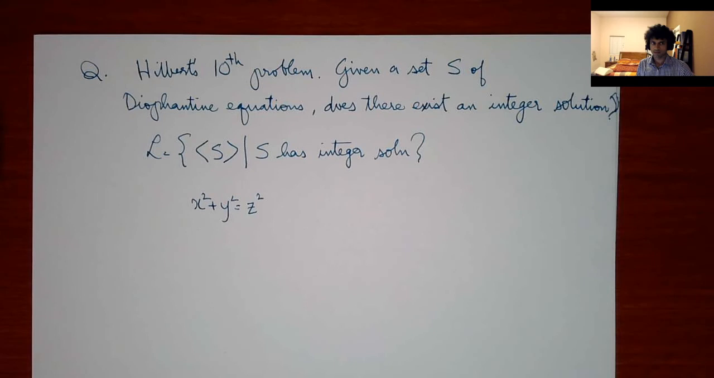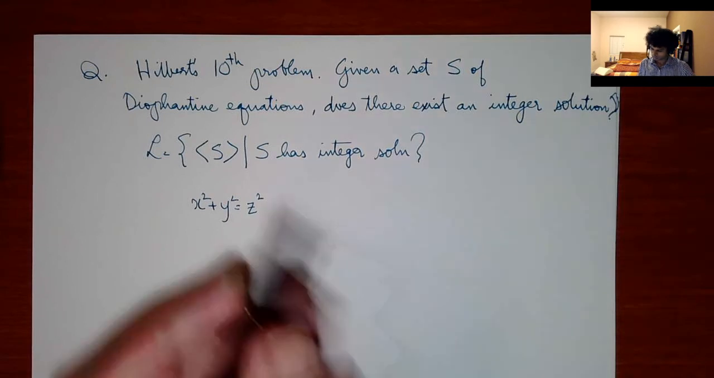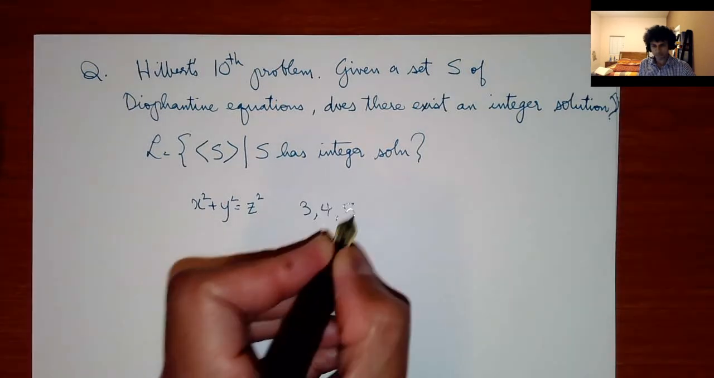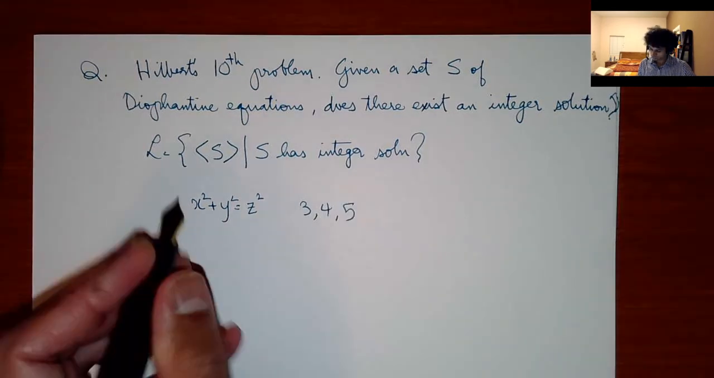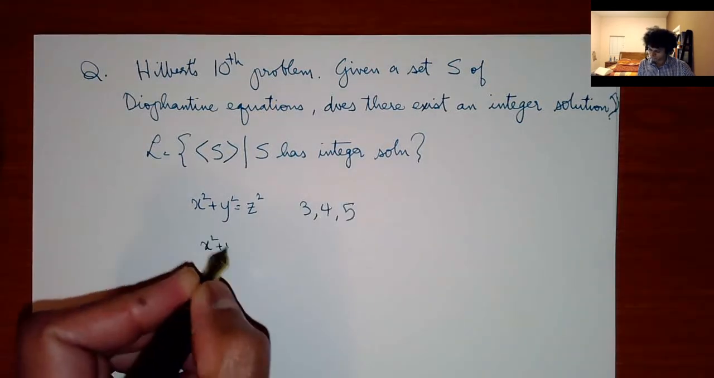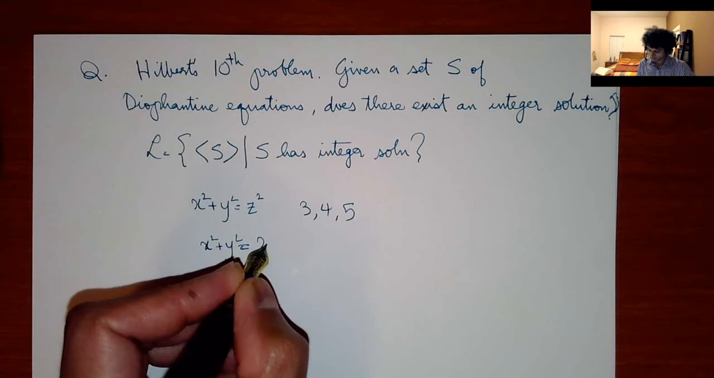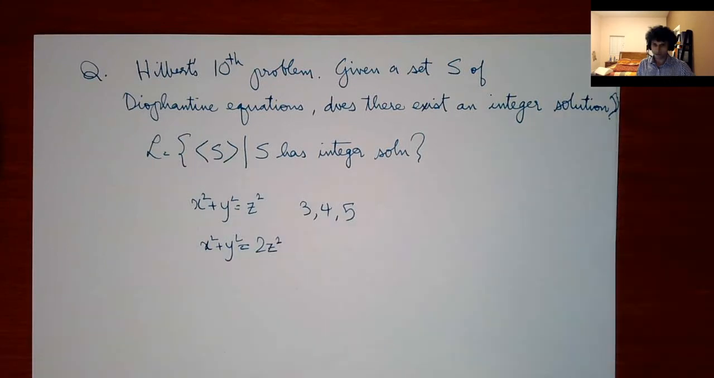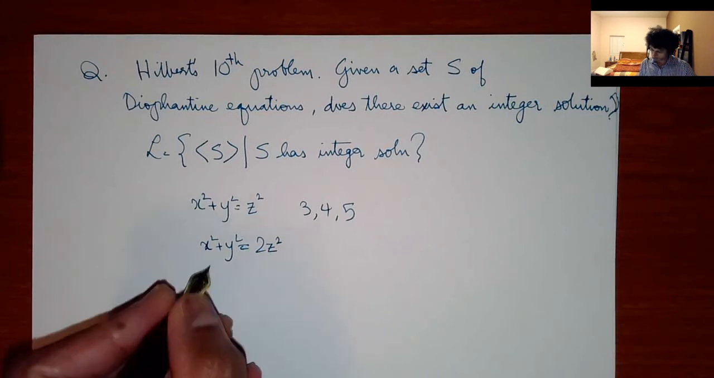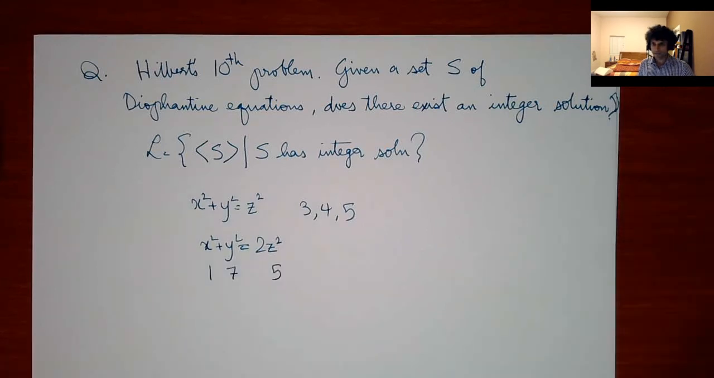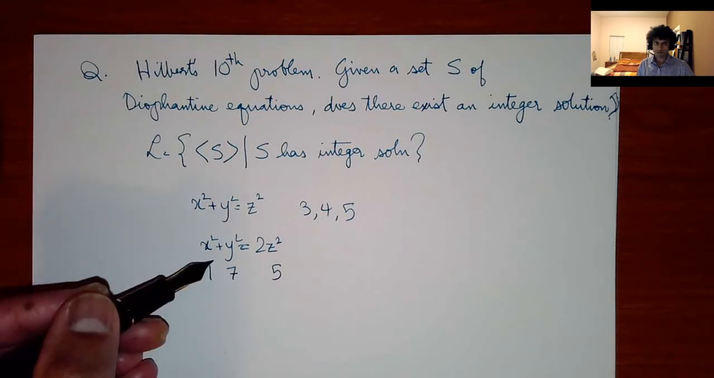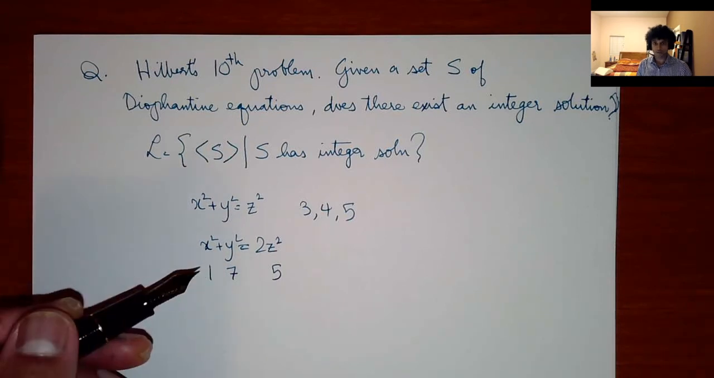Yes. 3, 4, 5. Pythagoras, right? What about this one? Not so obvious, but it turns out there is. I'll give you one: 1, 7, and 5. 1 squared plus 7 squared is 50, which is 2 times 25. This has a solution.